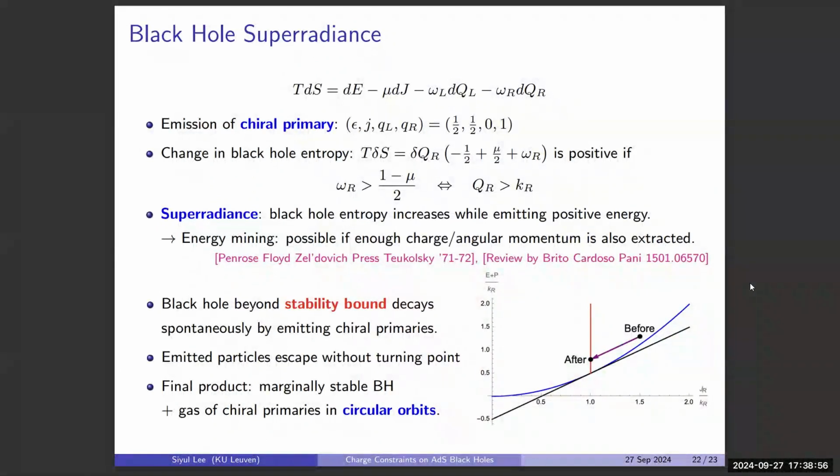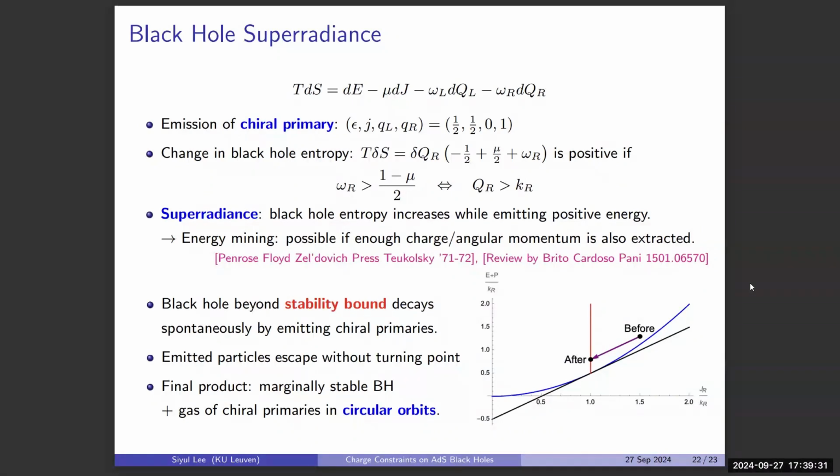I have a simple question. I'm sorry. Yes. It's in your material, superradiance, black hole entropy increases while emitting positive energy. So could you explain that more clearly in detail? Why does the black hole entropy increase? Oh yeah. It's usually that the black hole area will decrease when emitting something. Yes. That is true.